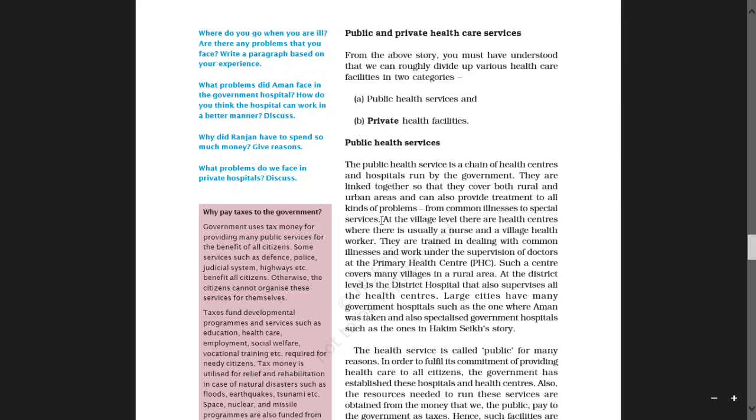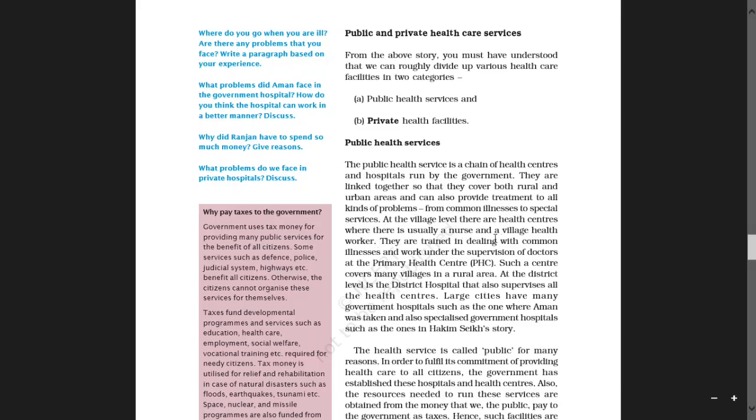They are linked together in the public health services so that they can cover both rural areas, meaning villages, and urban areas, meaning city and town areas, and can provide treatment for all kinds of problems, from common illness to special services. At the village level, boys, there are health centers where there is usually a nurse and a village health worker who look after the health of the villagers.